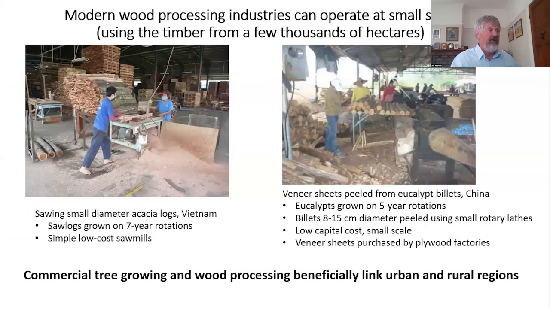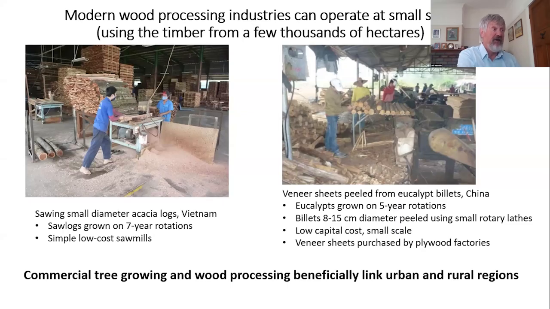Just want to emphasize that this business of growing commercial trees, the growing has to be linked to wood markets. There have been examples in countries such as the Philippines and India where such species have been promoted without markets, and then there's been huge disappointment. The two slides show stacks of wood being produced in Vietnam from acacia, and stacks of veneer sheets being produced from very small diameter eucalypt billets in China.